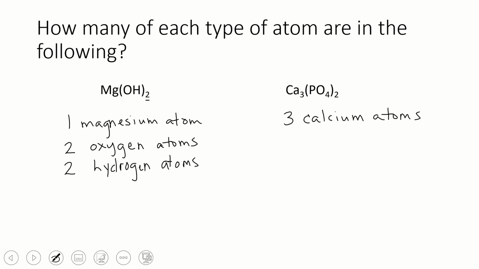The phosphorus and the oxygen are inside the parentheses. So I have to take the subscript, multiply it by the subscript outside of the parentheses. So phosphorus, nothing is written after it. There's no subscript, so there's understood to be a 1 there. So I'm going to take 1 times the 2 subscript outside of the parentheses to get a total of 2 phosphorus atoms. Oxygen has a subscript of 4 inside the parentheses, so I'm going to take that 4 and multiply it by the 2 outside of the parentheses to get me a total of 8 oxygen atoms.